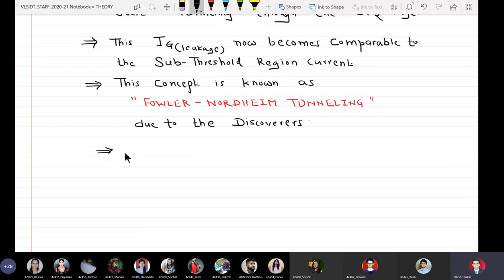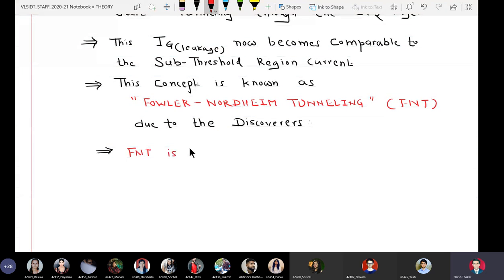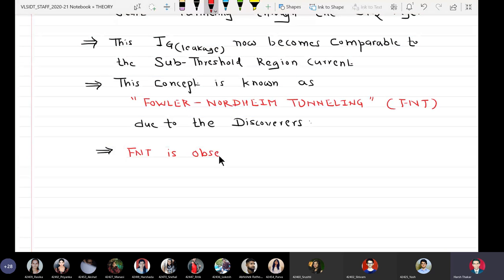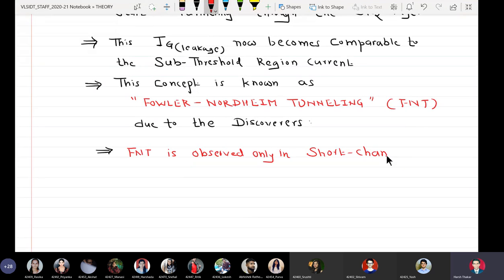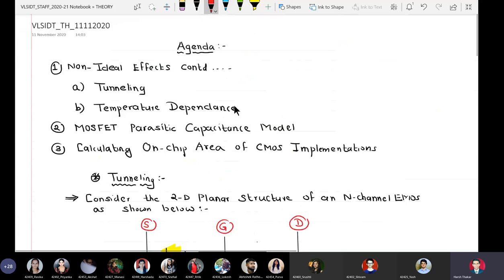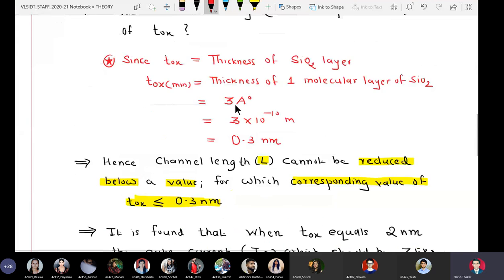Discoverers, we can say this is Fowler-Nordheim tunneling. So Fowler-Nordheim tunneling is observed only in short channel devices. Okay, this is also a short channel effect. Okay, now we come to temperature dependence.